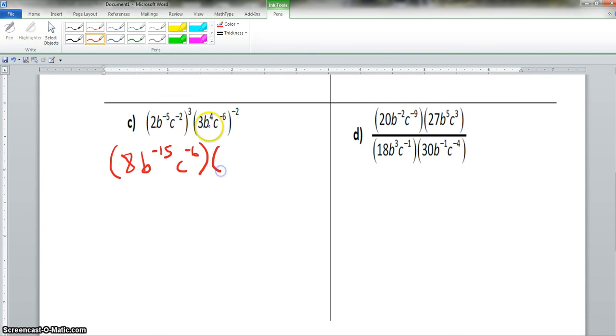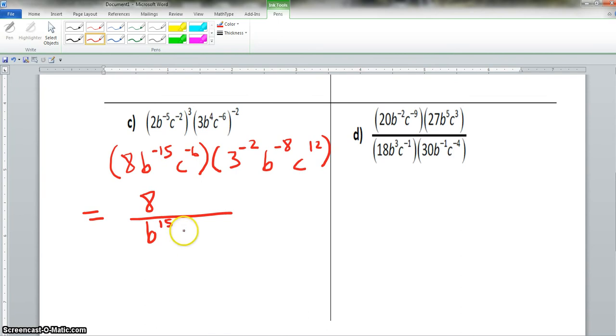Now, in this next parenthesis, we'll take everything in here to the negative 2 power. We know 3 to the negative 2 power would be 3 to the negative 2. b to the 4th to the negative 2 will give us b to the negative 8. And c to the negative 6 to the negative 2 will give us c to the 12th. Now, we will have, in our numerator, 8. This b to the negative 15 will go in our denominator. That's b to the 15. c to the negative 6 will go in our denominator as c to the 6.